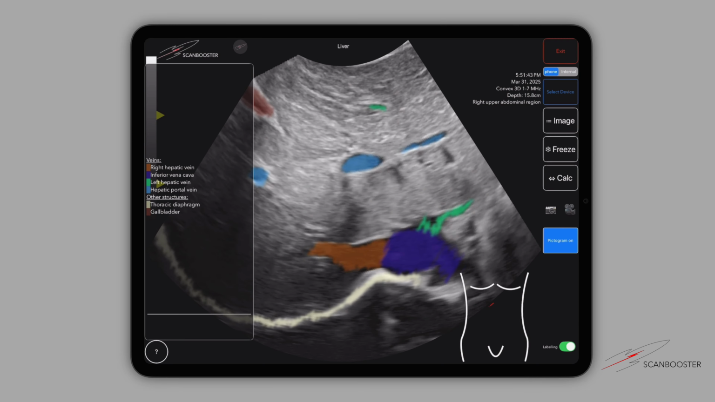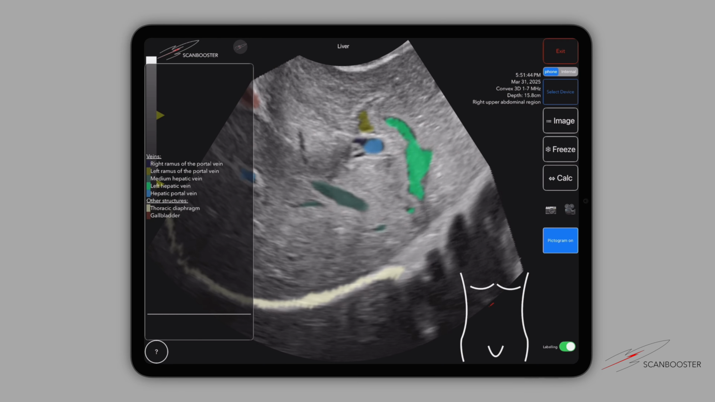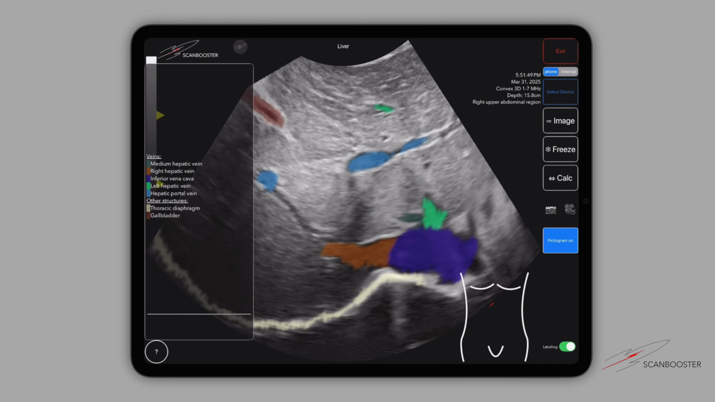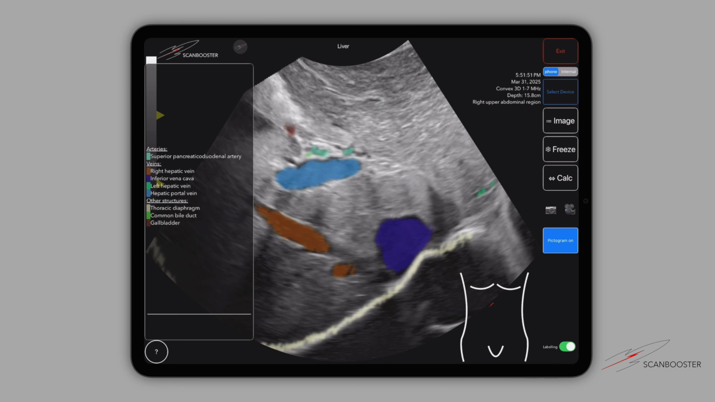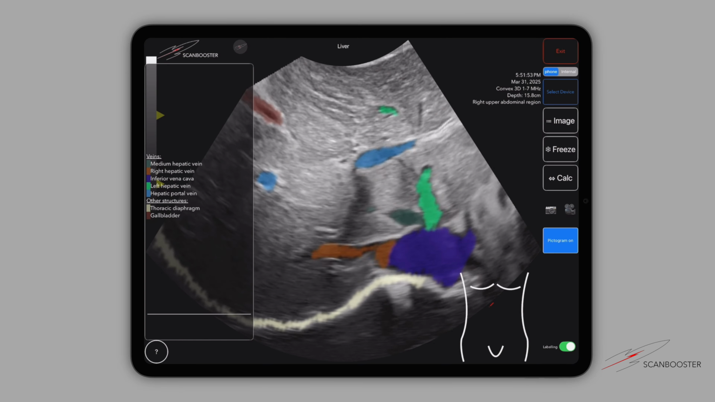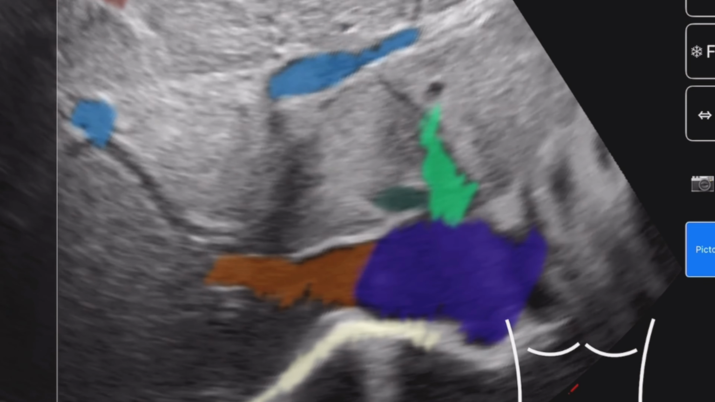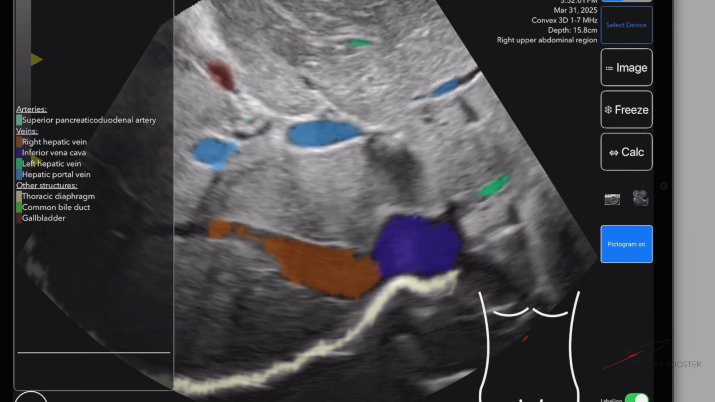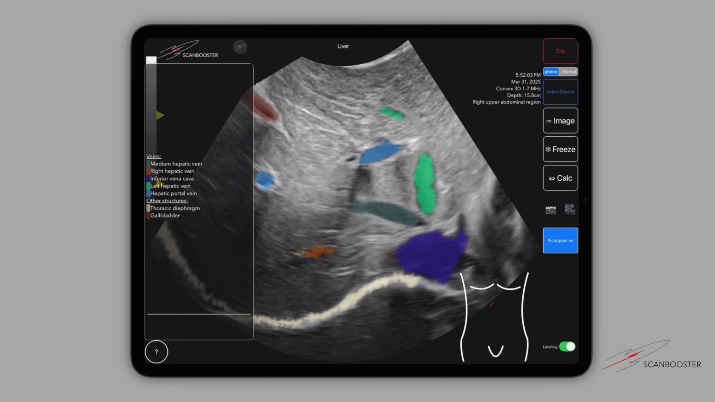The middle hepatic vein is centrally located, and the left hepatic vein is seen on the right side of the image in light green. All three hepatic veins drain into the inferior vena cava, forming the characteristic hepatic venous star. From the inferior vena cava, the left renal vein, marked in yellow, branches off.